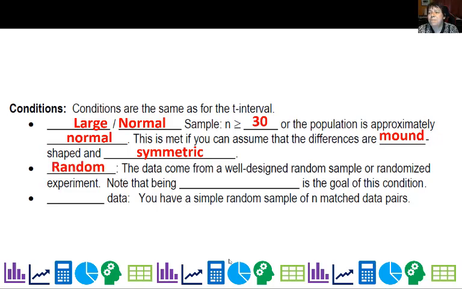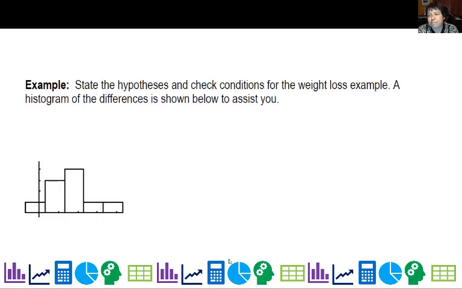Random. The data must come from a well-designed random sample or a randomized experiment. Note that being representative is the goal of this condition. So if I tell you it's representative, you don't have to worry about it. And then paired data. There has to be a reason to match one data point in one set or sample with the data point in another set.